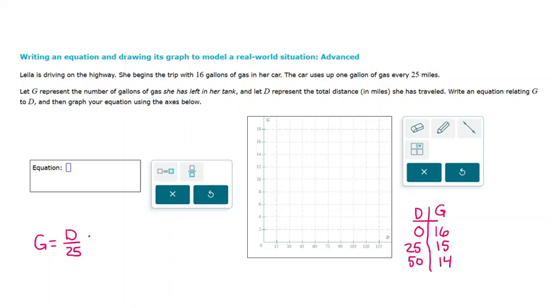That's going to be subtracted from 16, or I could write plus negative 16 since I wrote that first. So 16 minus D over 25. So 100 miles, going to use 4 gallons, subtract that from 16, and I have 12 gallons left. So that would be the equation for this problem type.